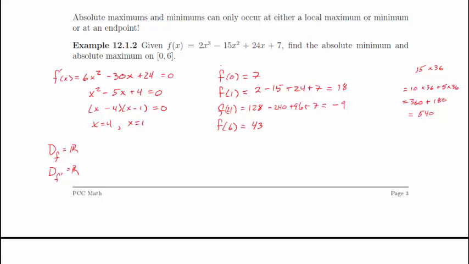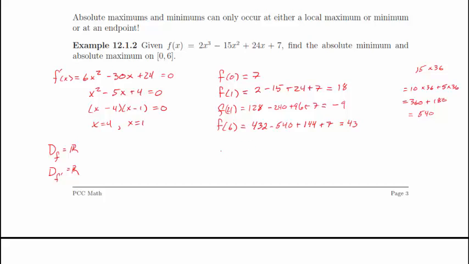Did I lose something? 6 cubed is 216 times 2 is 432 minus 540 plus 24 times 6, which is 144, plus 7. My difference here is negative 108. 108 to 144 is 36, plus 7. 36 plus 7 is 43. And there we go. So we actually do get an absolute maximum at this right end.